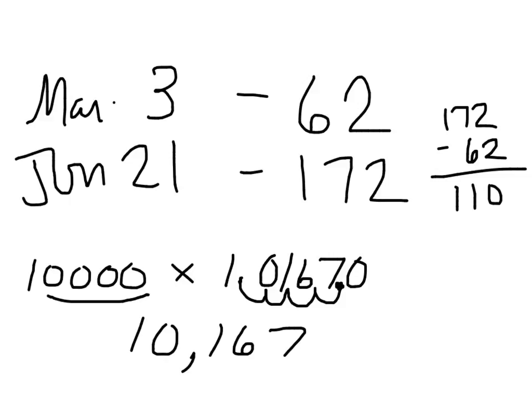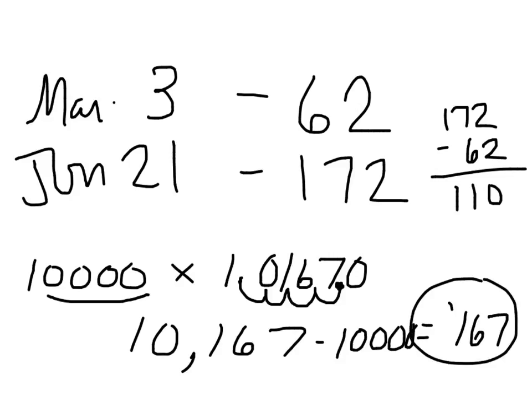Now, that was part A, which says how much money was in the account. Part B would be how much did he make? So if you started with $10,000, if you subtracted out $10,000, you'd have $167 is how much they earned. Not bad for 110 days worth of nothing, right? Because you didn't do anything to get that money. You just put $10,000 in an account and let it go. So not too bad. Number 4.